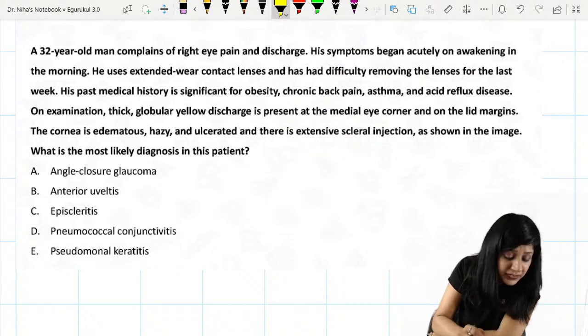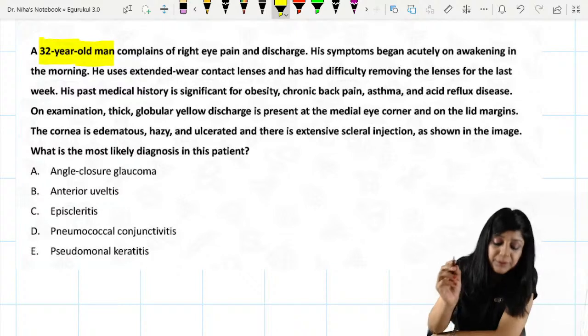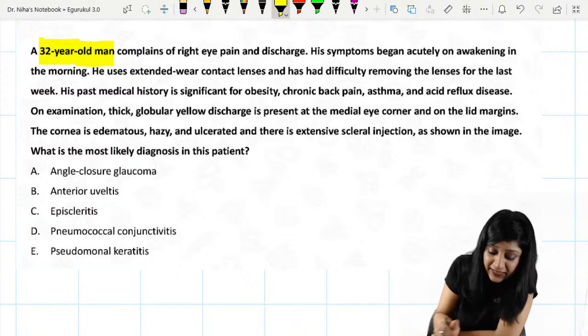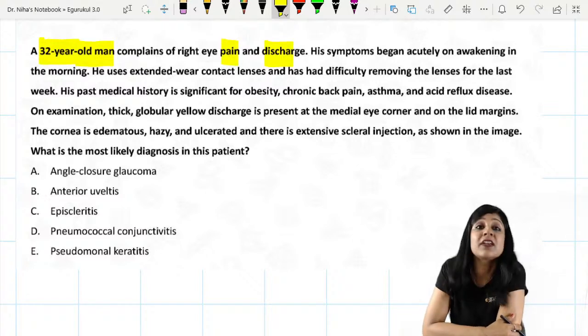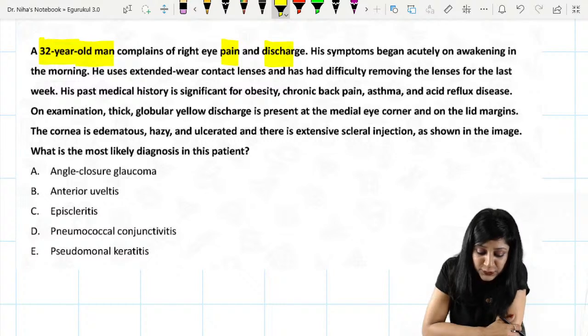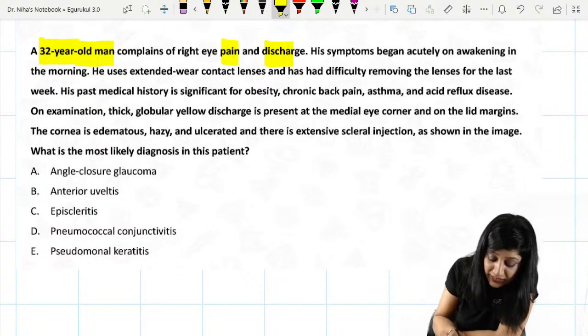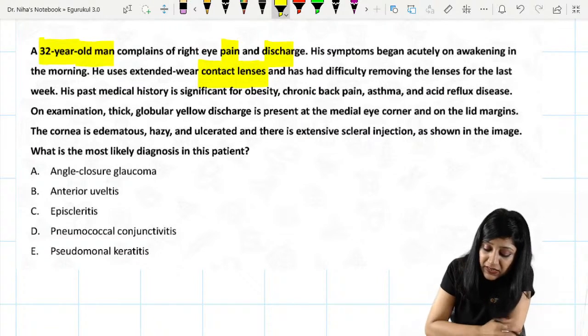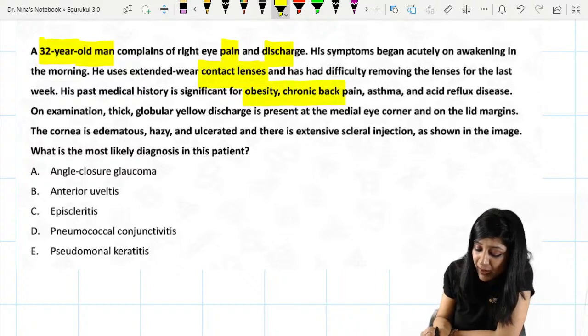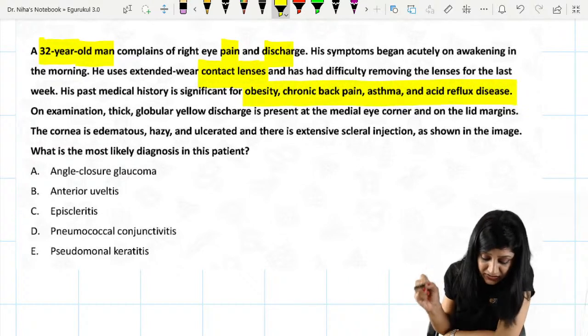So, we have a 32-year-old man who is complaining of right eye pain and discharge. Yes, Soumya has given the right answer. Very good, Soumya. So, we have a 32-year-old male who is having pain and discharge, and symptoms begin acutely on awakening in the morning. He is also using contact lenses. We have a history of usage of contact lenses, with difficulty removing the lenses for the last week. Past medical history: we have obesity, chronic backache, asthma and acid reflux disease.